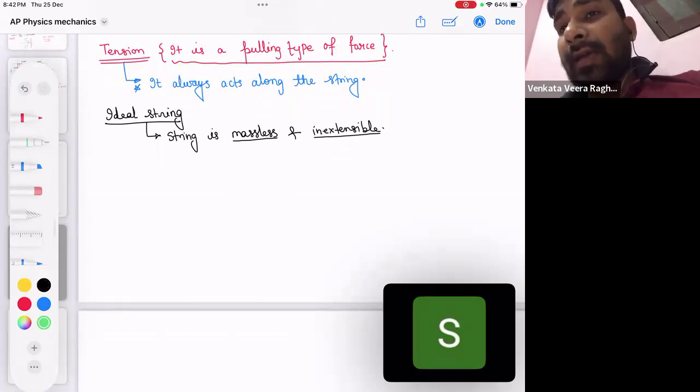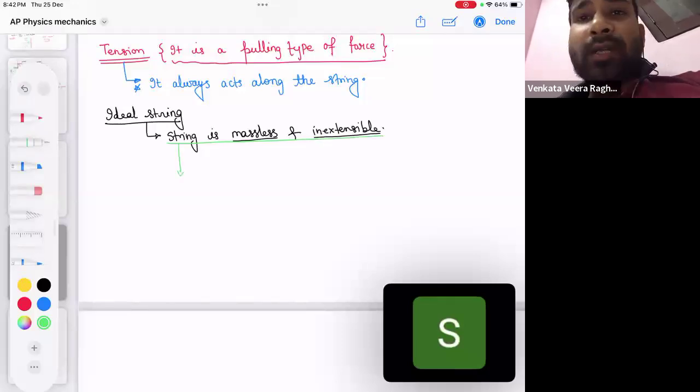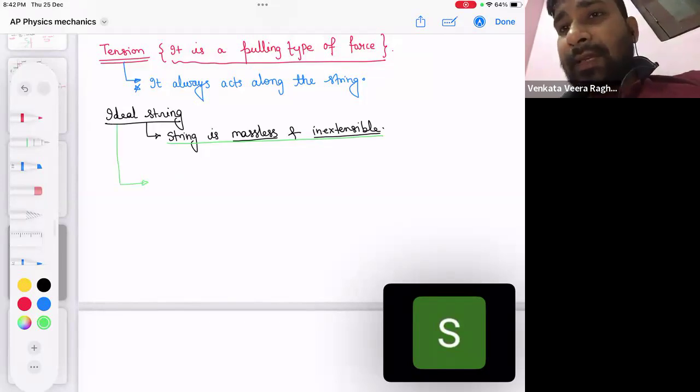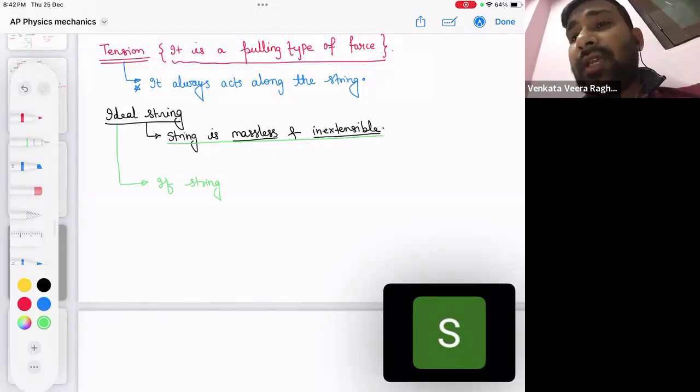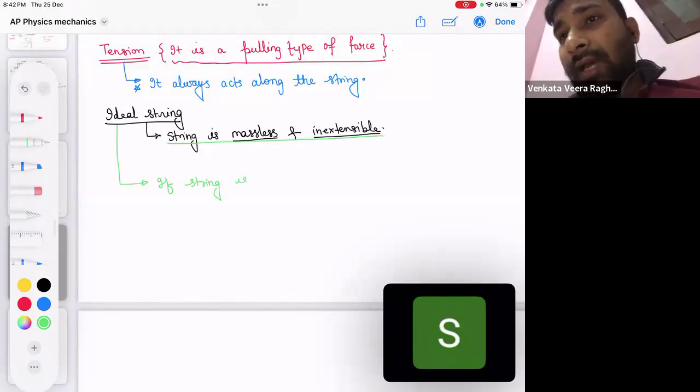So what is the advantage of a massless and inextensible string? Once we know that we are going to consider a string massless and inextensible, what is the property of an ideal string? If a string is ideal, we will discuss all the other cases also. If it is non-ideal, or extensible, then what will happen? But first, let's discuss the ideal string. If the string is ideal, you know what advantage I'm going to have?